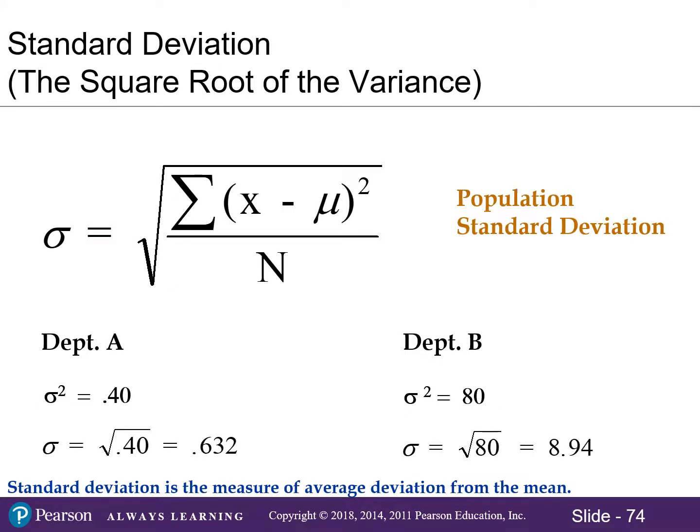So now what we're going to do to get the standard deviation for Department A and Department B is I take the variance, also known as sigma squared, and I get sigma by just taking the square root of it. So my standard deviation for Department A is just the square root of 0.4, which is about 0.6. That makes sense. And Department B, it's about 9 when you do the square root of 80.